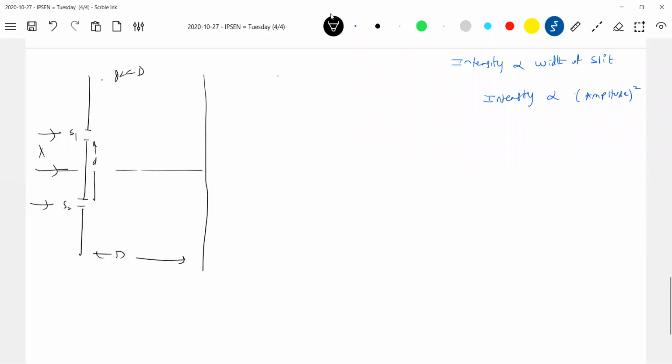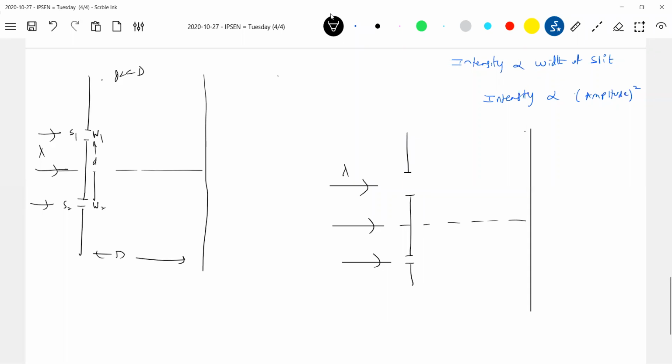Now I'm going to increase the width of the slit. You can see in the diagram, the width of the upper slit is increased. Let me say it's doubled. A monochromatic ray of light of wavelength lambda is incident. Here the width of the slits is W1 and W2, and W1 equals W2 equals W. Now W1 dash is 2W, and W2 is W only.